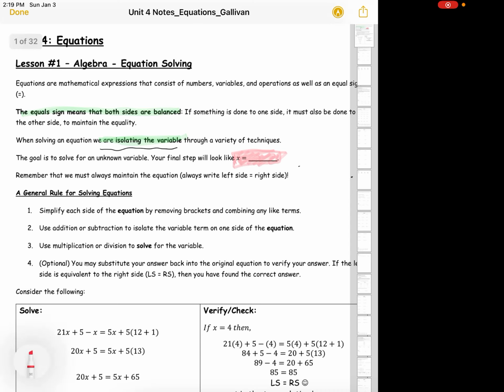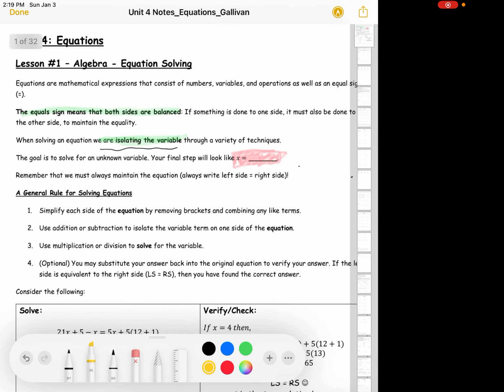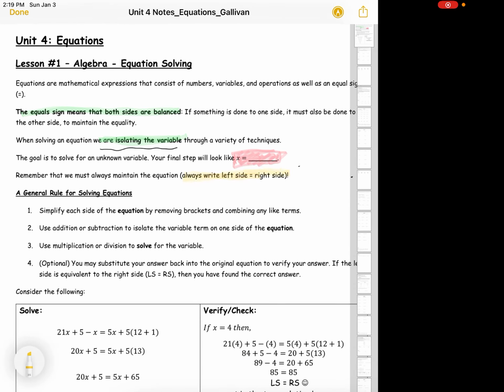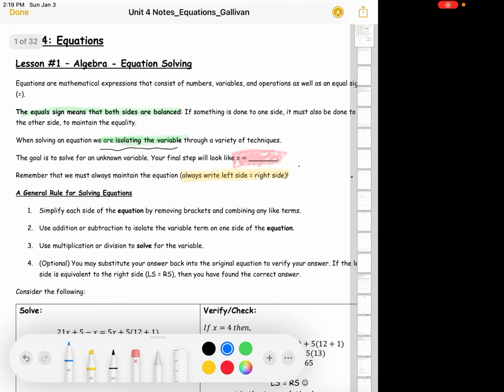Remember, you always have to maintain the equation. I have a real pet peeve, and it happens with my own kids, that they stop keeping it in the form of an equation. You always have to write left side equals right side. You have to have that equal sign. You can't just do your scratch work on another piece of paper and hope that it works out.